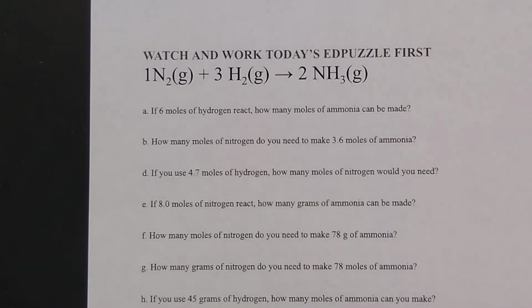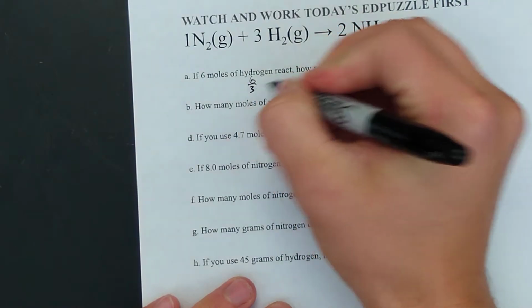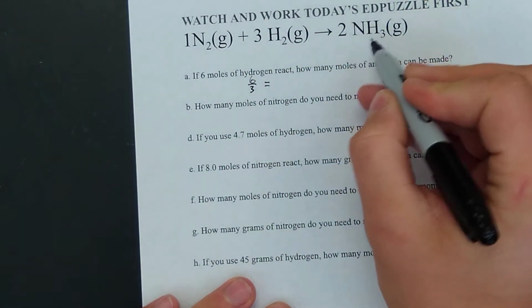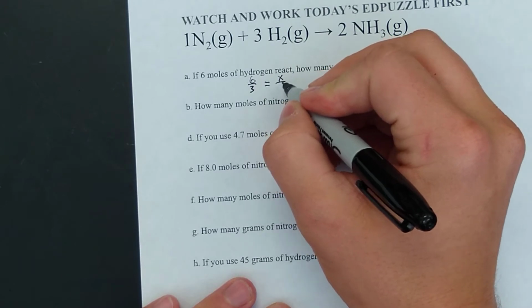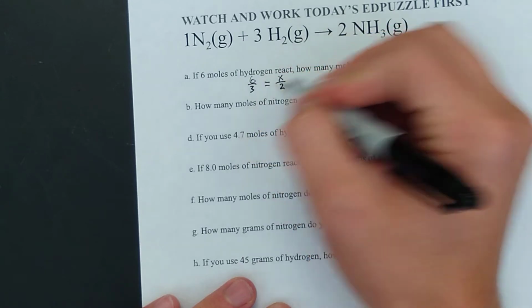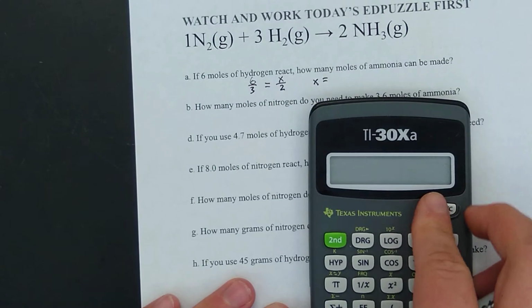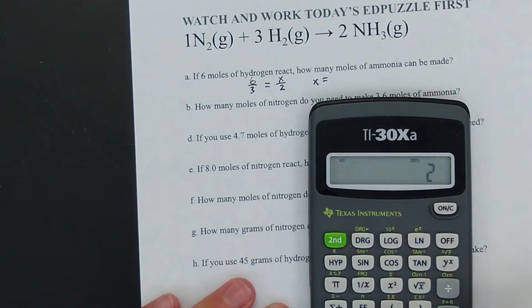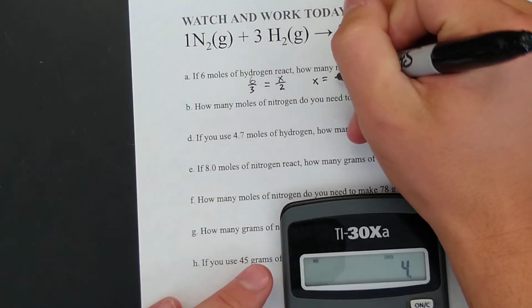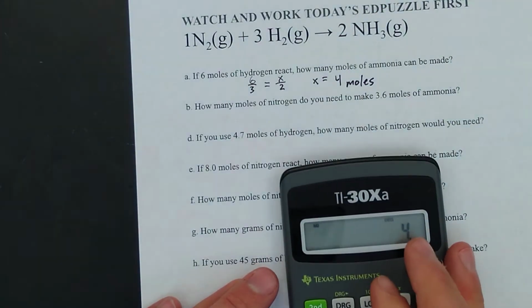If 6 moles of hydrogen react, how many moles of ammonia can be made? We have 6 is to 3, as we're looking at ammonia. 6 is to 3 as x is to 2. We just multiply 2 times 6, divide by 3. X is equal to 4 moles. Hopefully you guys see and understand how that works.